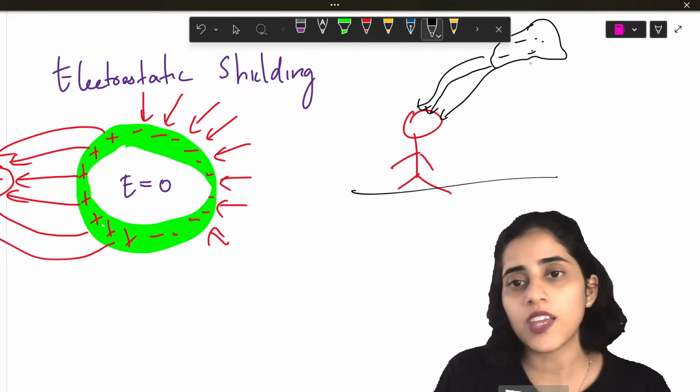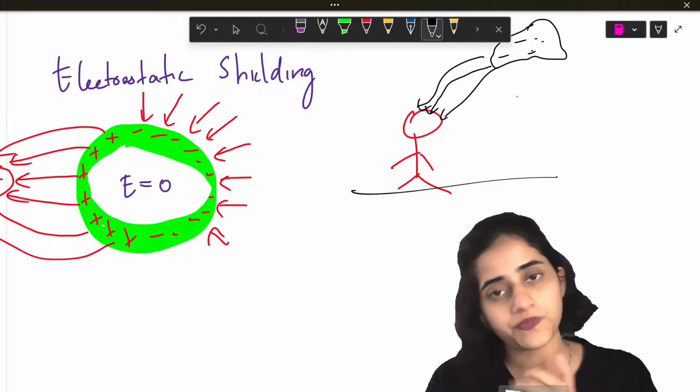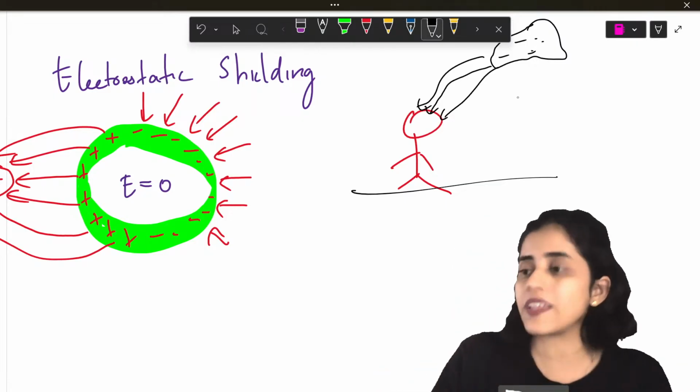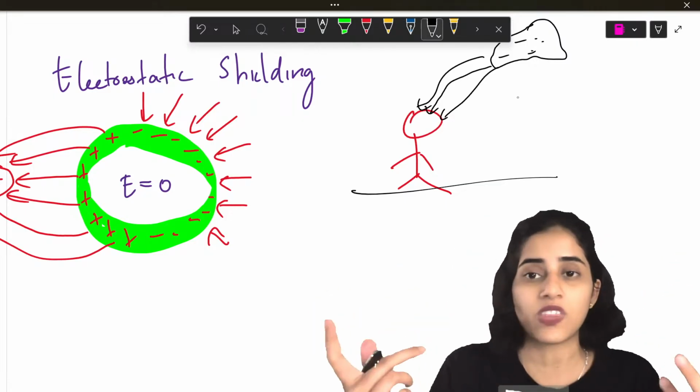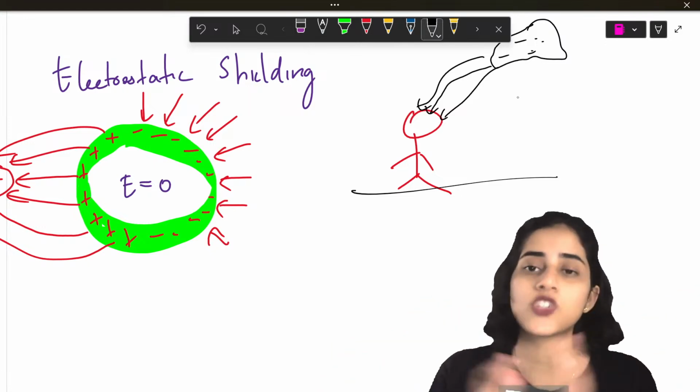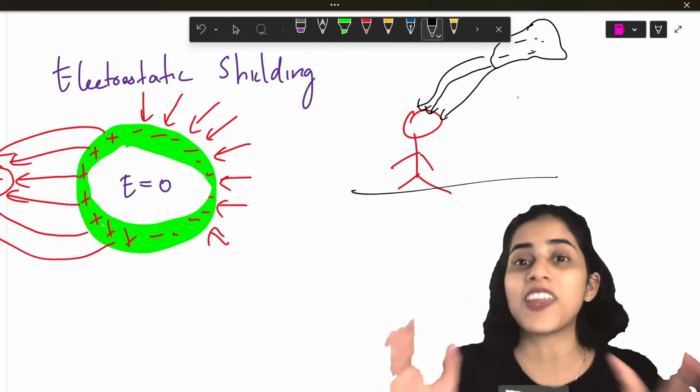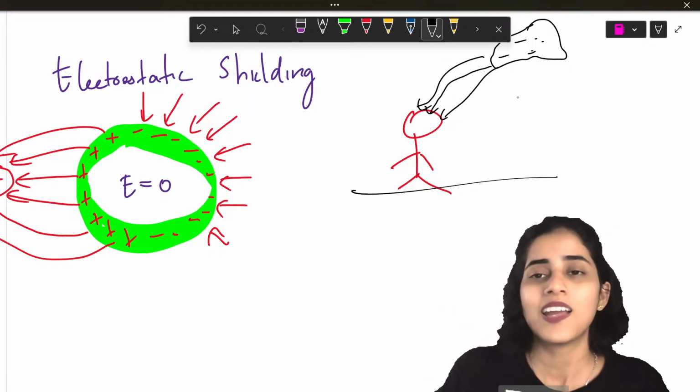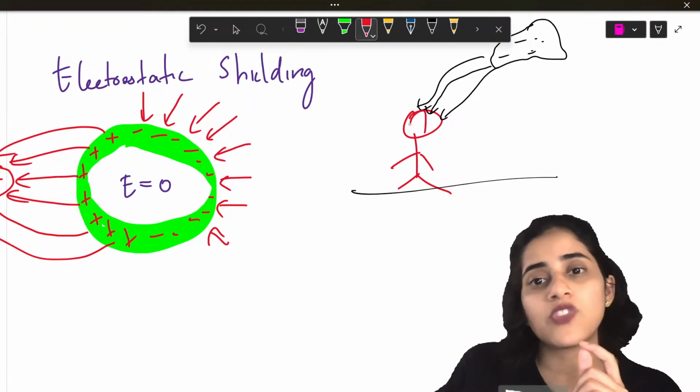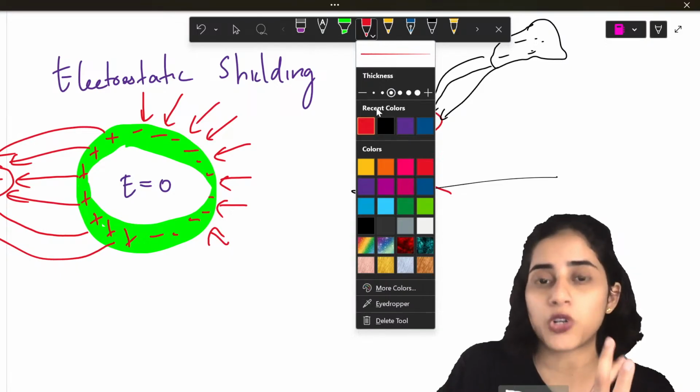Now, if you are not there, it has to go for the next conductor. That's how, if you're simply standing outside when it is raining and there's a heavy thunderstorm or lightning, you might get a shock, or it could be very dangerous. Don't do that. The same thing applies for lightning protection devices.